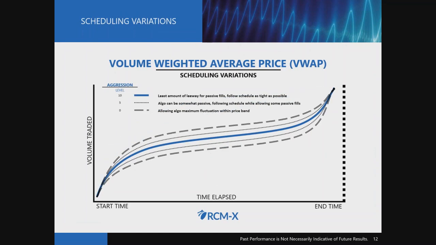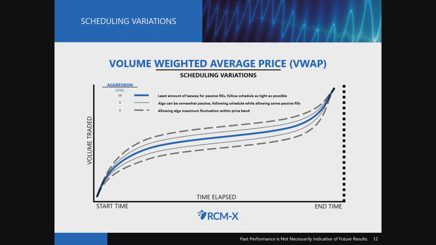So I have an example actually showing how a couple of the parameters we can use to edit some of the algos. And so first I have our aggression parameter with VWAP. And so what that's doing is telling the algo how far it can deviate from that schedule that we're building. A level 10 is the schedule basically, which is that solid blue line in the middle. That's the schedule that we're building.